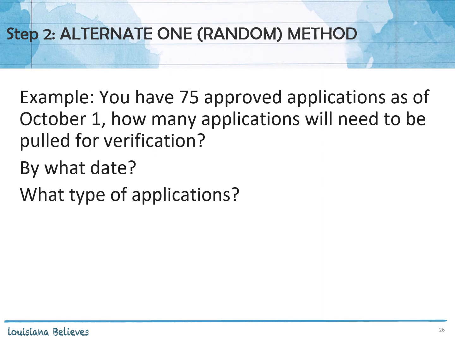Let's take a look at an example using the alternate one or random method. You have 75 approved applications as of October 1st. How many applications will need to be pulled for verification? By what date will you need to pull and verify all applications? What type of applications will you need to pull?